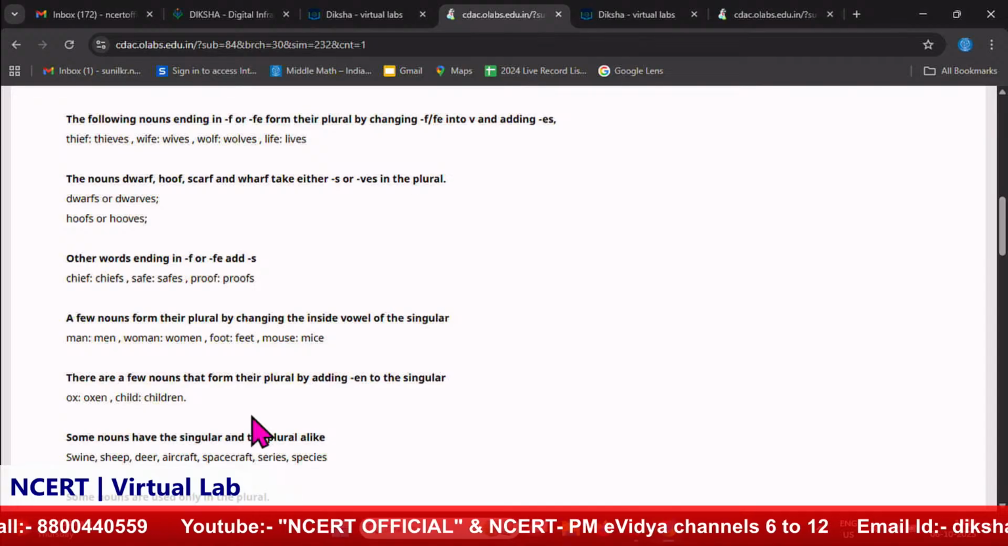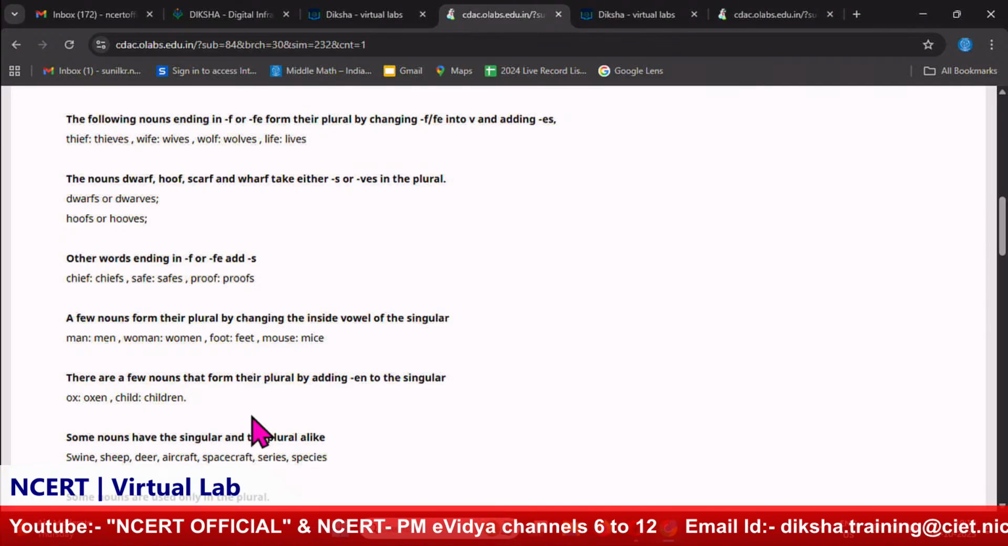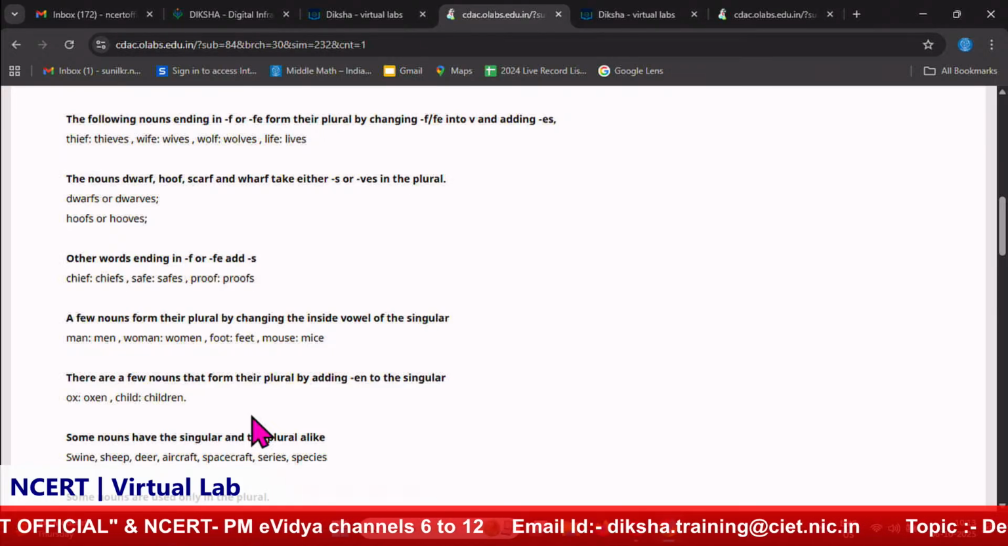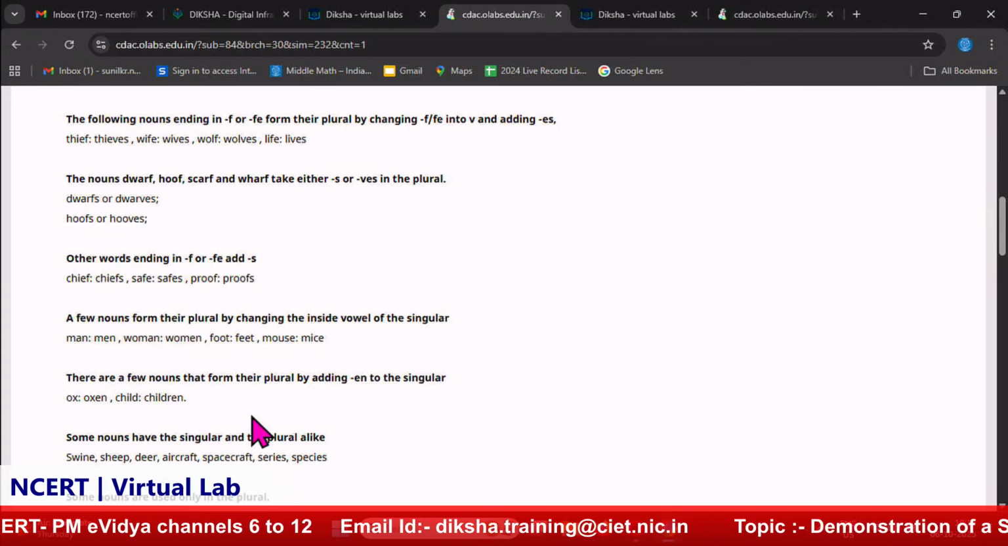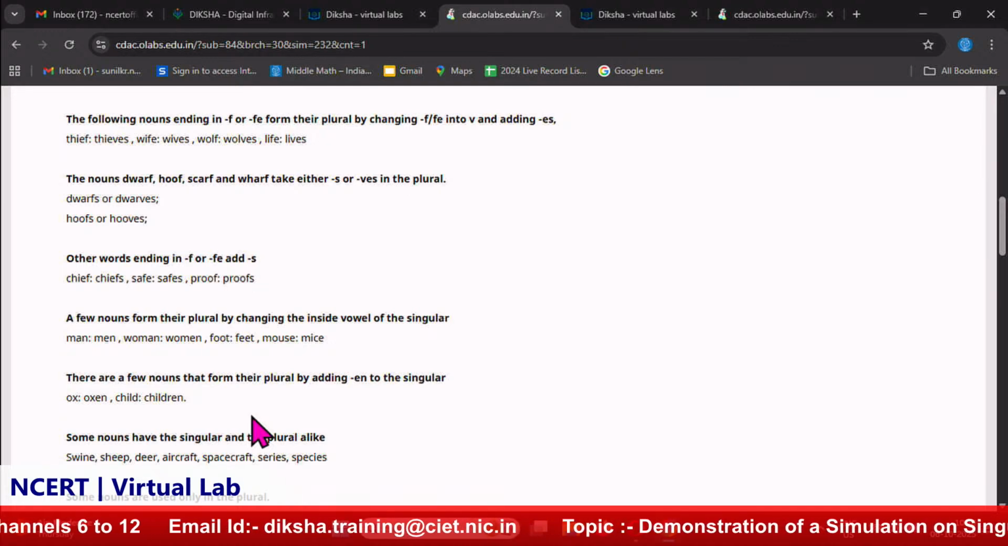now there are words like child, ox. What's the plural of child? Children. Children, not childs. And how do we know all this? We know this by practice, by learning, because otherwise if you get down to simply formulating rules and following them, it won't work with English.